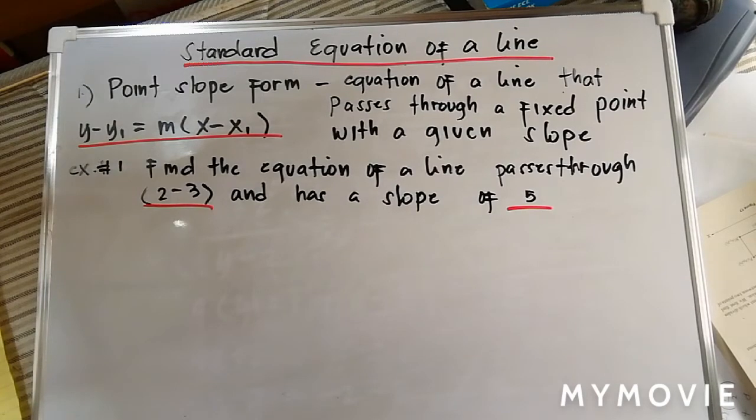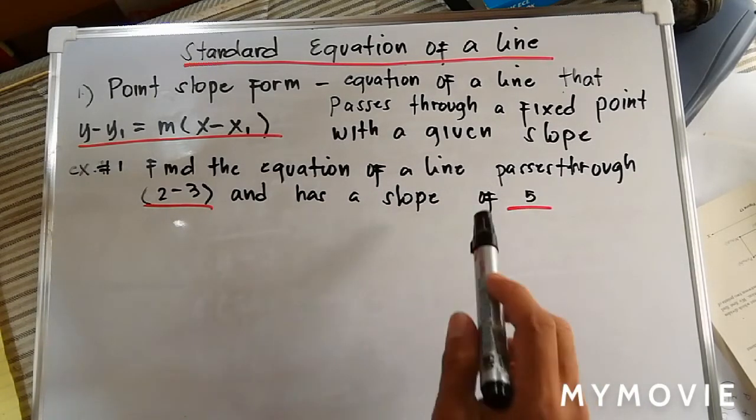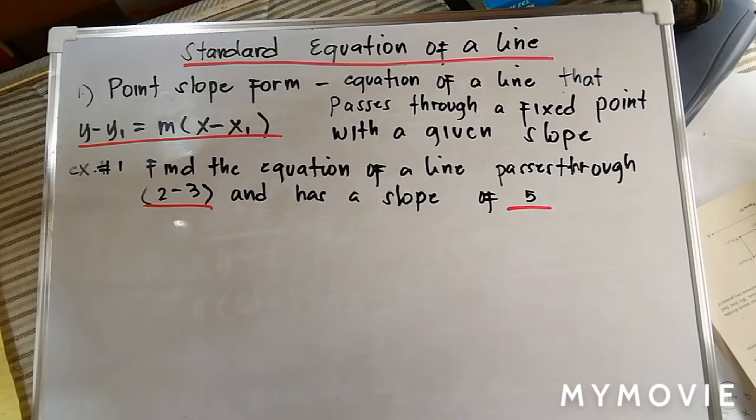In this problem, we can easily determine because based on the definition of the point slope form, the equation of a line that passes through a fixed point with a given slope, we have the same situation here. Based on the given, they have already a point, 2, negative 3, and a slope of 5. So it was already stated in the definition of point slope form. The formula of solving a point slope form is y minus y sub 1 equals slope times x minus x sub 1.